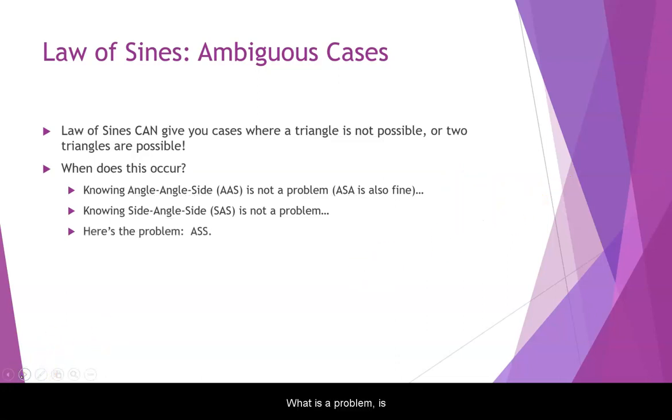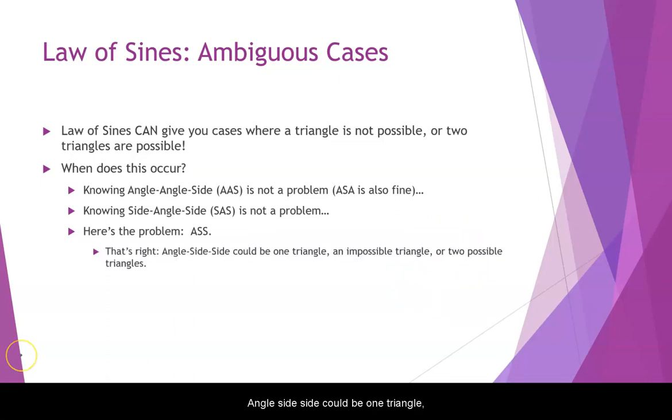What is a problem is angle, side, side. Most YouTube videos are more polite than us and actually call this side, side, angle. But it's the same thing. It's where we know two side lengths and then an unconnected, or uncontained, angle. Angle, side, side could be one triangle, could be impossible, or it could be two possible triangles.